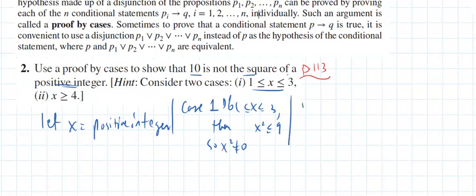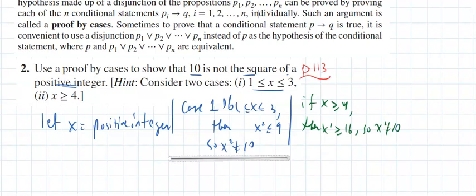What if I chose x to be bigger than or equal to 4? Then x squared is bigger than or equal to 16. So again, x squared cannot be 10. My mistake, that should be a 10. Between the two cases, we represented all values of x, and in neither case was x squared 10. Therefore, 10 is not the square of an integer, because we exhausted all possible integers, and none of them worked.